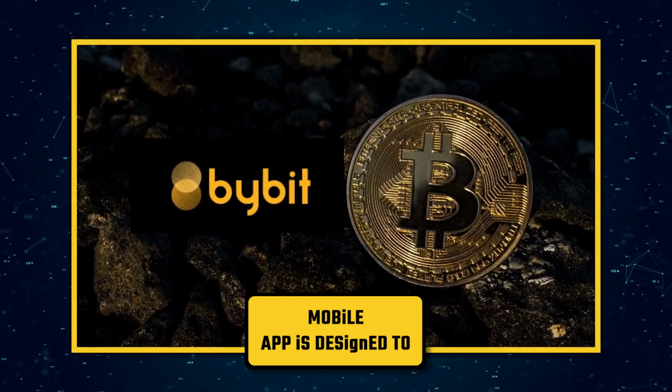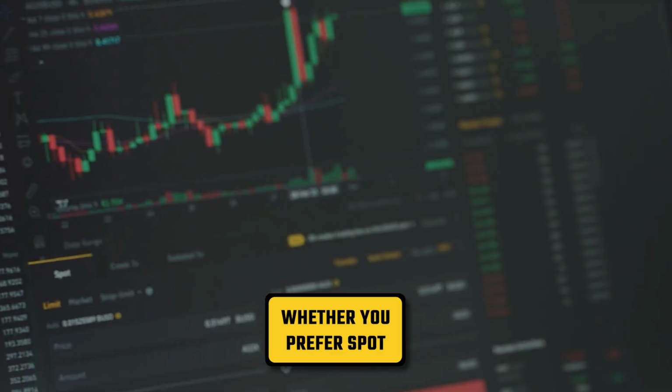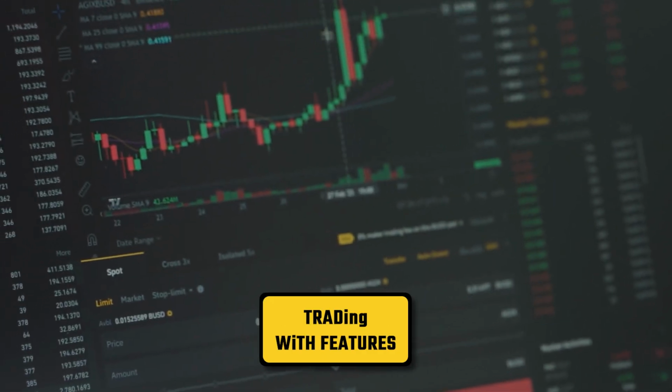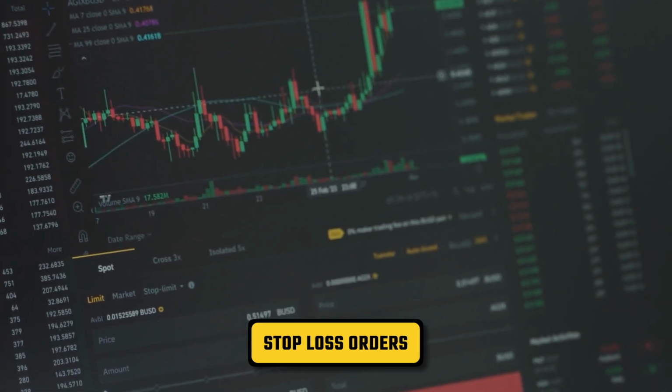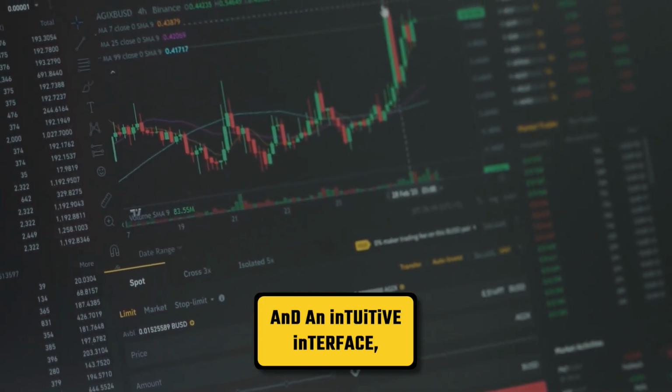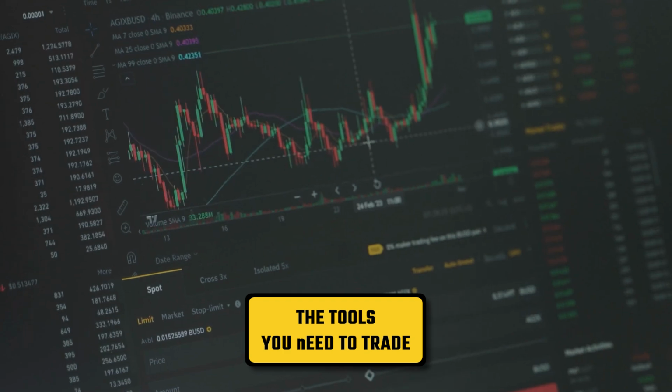Bybit's mobile app is designed to make trading easy and efficient, whether you prefer spot trading or futures trading. With features like leverage, stop-loss orders, and an intuitive interface, Bybit offers the tools you need to trade confidently on the go.